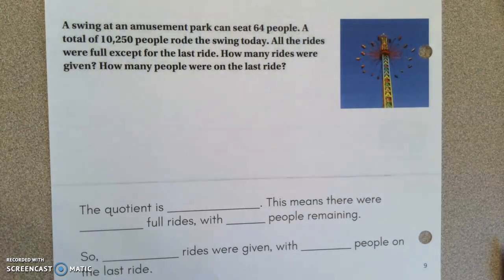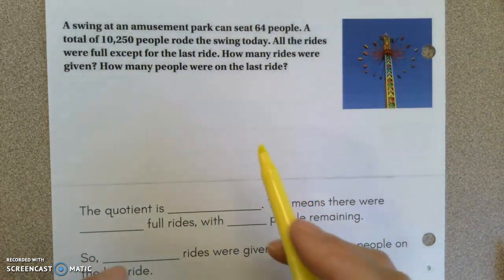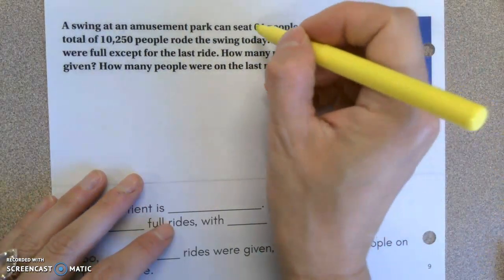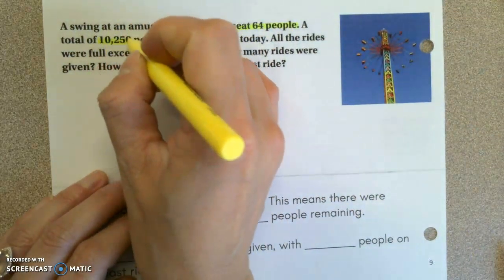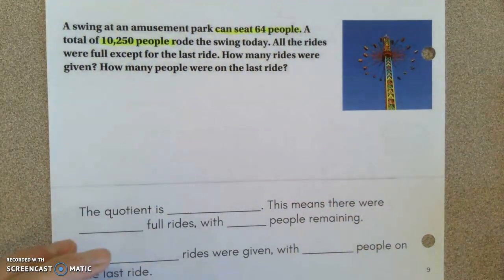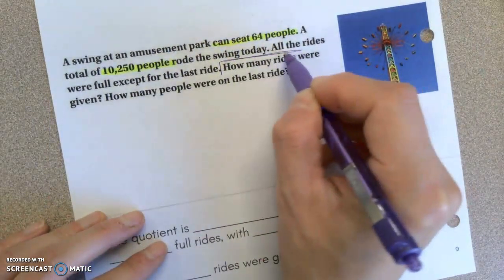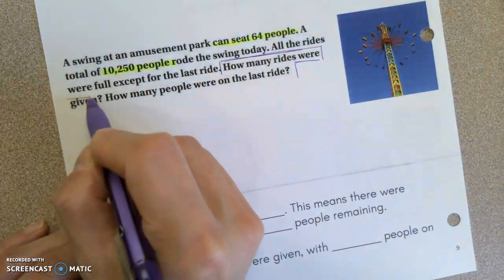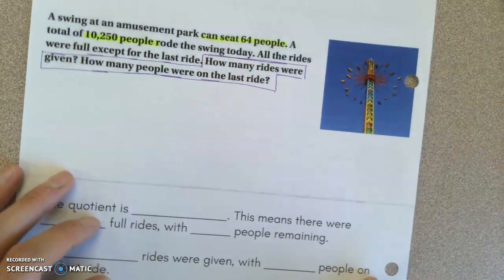So the first thing we're going to do is mark up the text. When we have a word problem, we mark the text to mark what's important and the question that we are going to answer in the end. So we need to know that this swing can seat 64 people. Okay? 10,250 people rode the swing today. We have two questions here. I'm going to put a box around those to make sure we answer them in complete sentences.